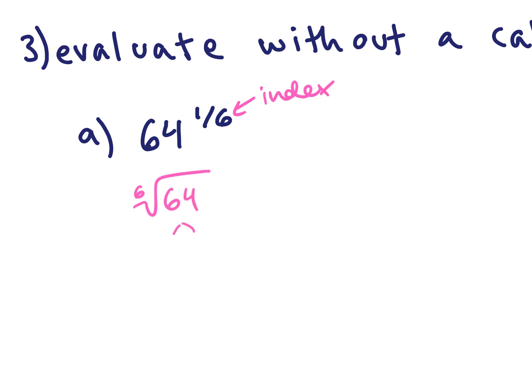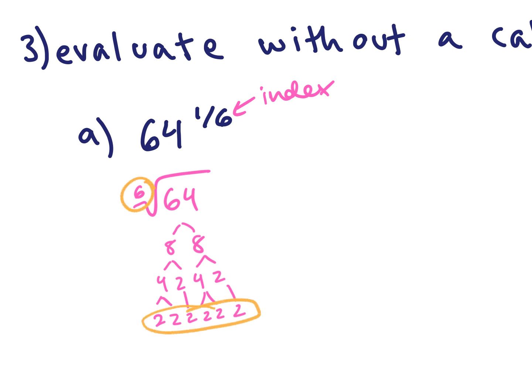Well, what are 2 factors of 64? 8 and 8. 2 factors of 8. 4 and 2. And 2 factors of 4. 2 and 2. I'm circling groups of how many? Groups of 6. And how many 2's do I have? 6. So what would my answer be? 2.